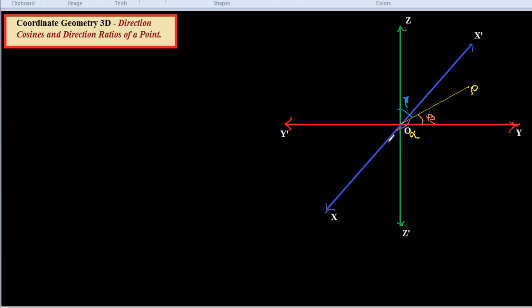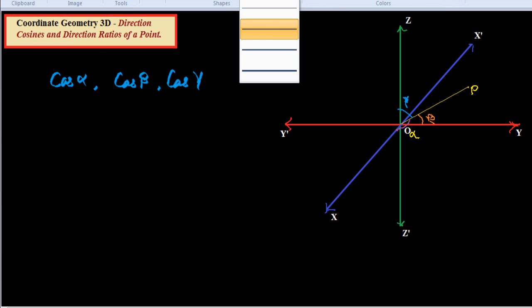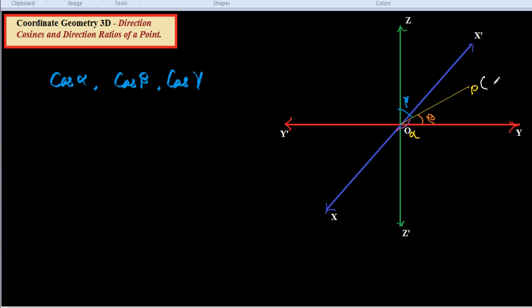If we take the cosines of all three, we get cos alpha, cos beta and cos gamma. So in this way we get all the cosines. These are called the direction cosines. Now we assume that the coordinates of point P are x, y, z.